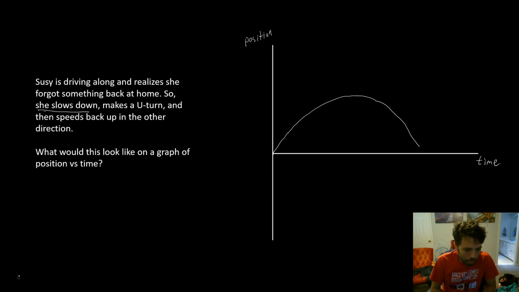So it turns out that our position time graphs can not only tell us whether or not we're speeding up or slowing down, they can also tell us what direction we're moving in. These tangent lines are all going up, right? Up on the graph, which means we're going in some positive direction. It could be to the right.